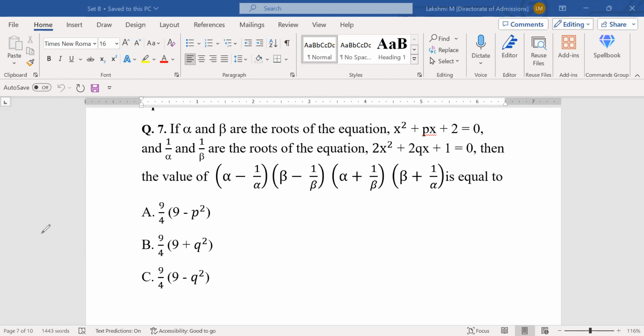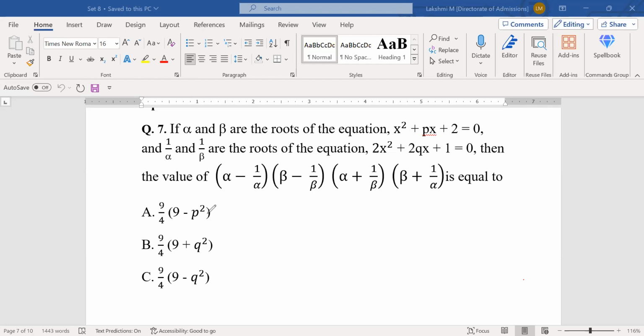Alpha and beta are the roots of the equation x square plus px plus 2 equal to 0. 1 by alpha, 1 by beta are the roots of the equation 2x square plus 2qx plus 1 equal to 0. The value of (alpha minus 1 by alpha)(beta minus 1 by beta)(alpha plus 1 by beta)(beta plus 1 by alpha) is. Okay, I'm so sorry, Aradhana. I'll just show the options.